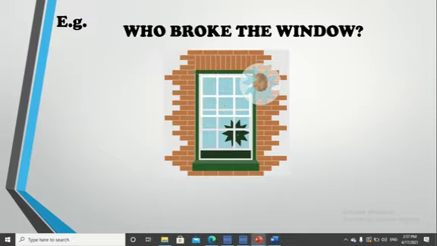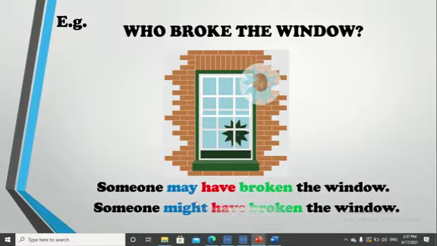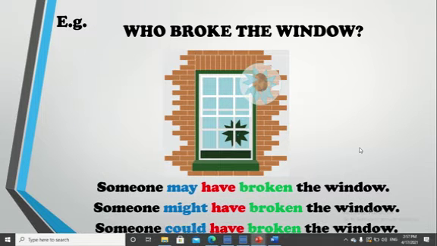So here is the question with the photo: who broke the window? Who broke the window? We don't know, so we'll try to give a guess. Someone may have broken the window. We don't know. We're not quite sure. So may have broken the window. Someone might have broken the window, or someone could have broken the window.